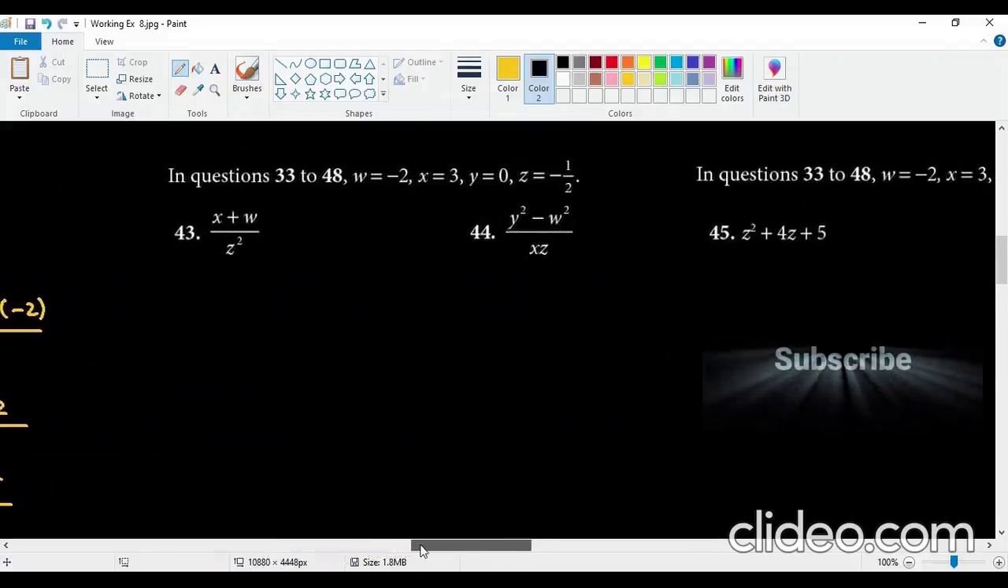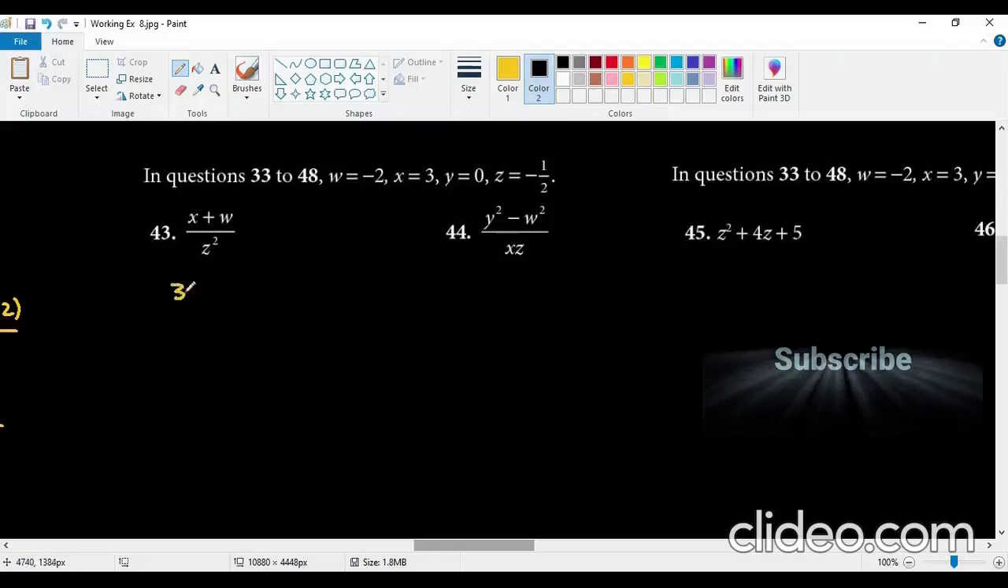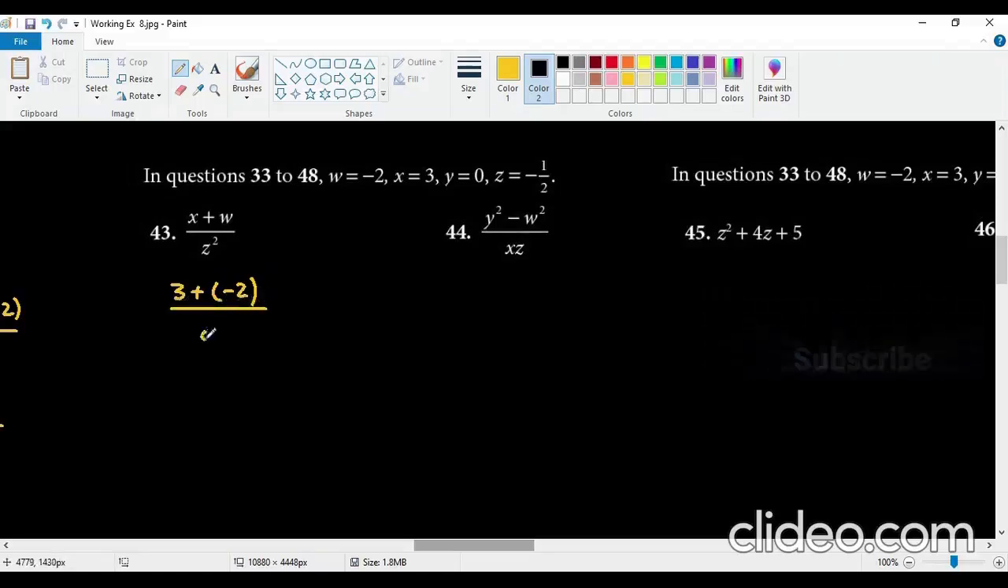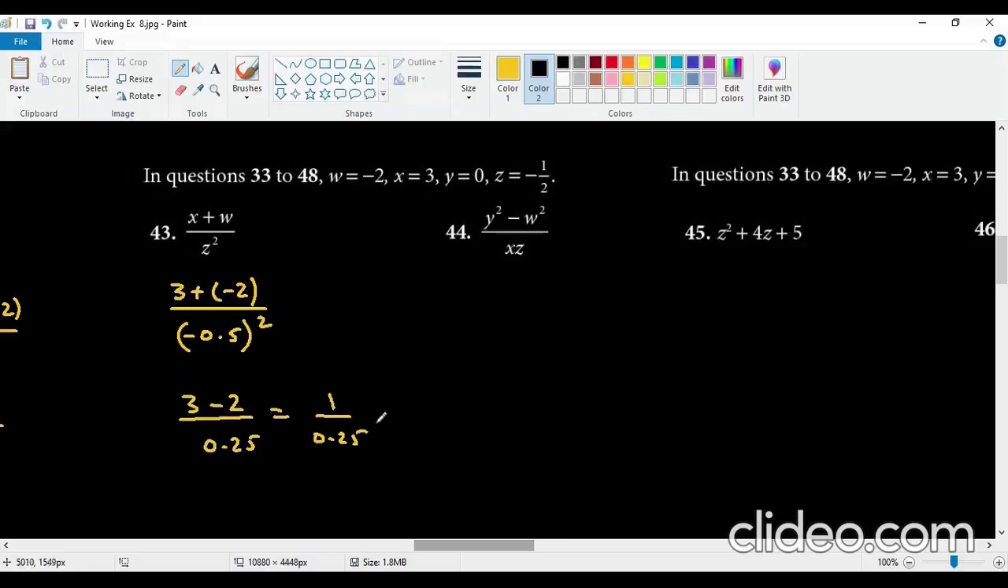In question number 43, the x value is 3, plus the w value is negative 2, divided by the z value, which is negative 0.5, and this has to be squared. So this is going to give you 3 minus 2, and this is going to give you 0.25 positive. So 1 divided by 0.25 is going to give you a 4. For question number 43, your answer is 4.